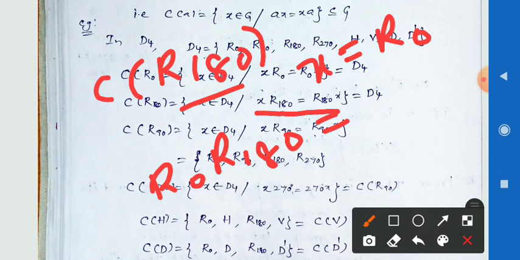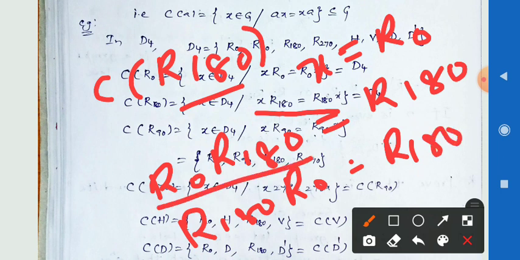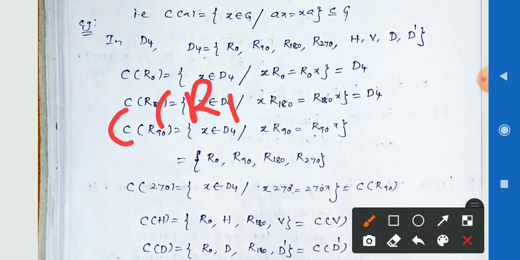By multiplying R0 into R180 we get R180. Then R180 into R0 we also get R180. Here the values of R0 into R180 and R180 into R0 are both R180, meaning rotation by 180 degrees. Therefore R0 into R180 is R180 and R180 into R0 is R180. Therefore in C of R180 we will get the R0 value.